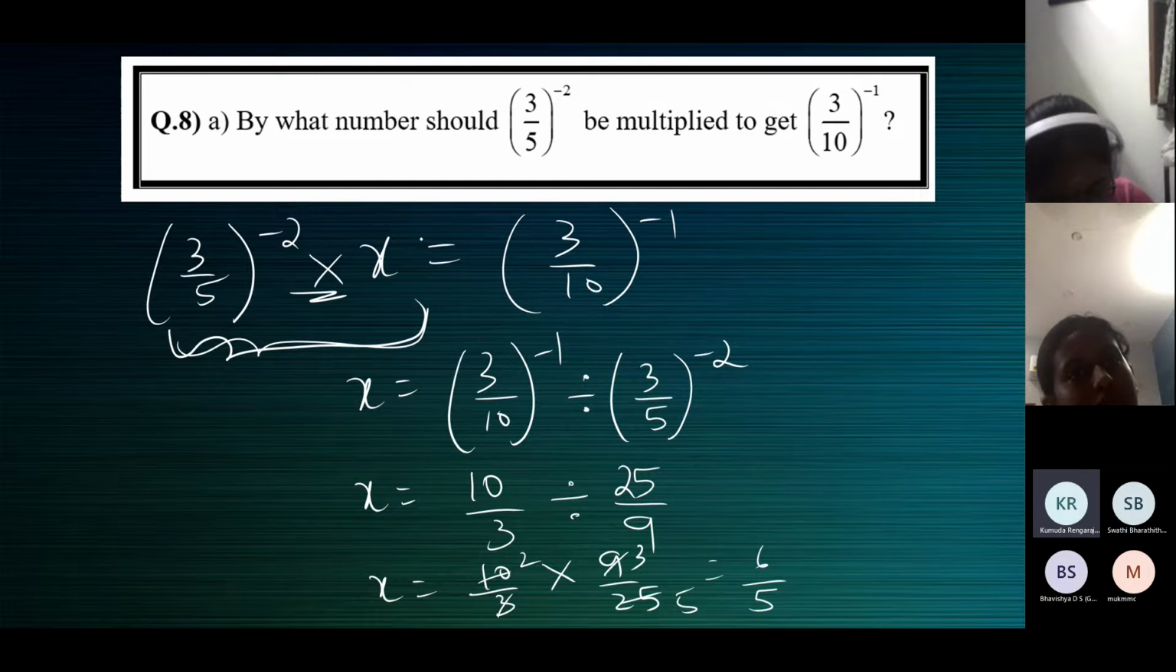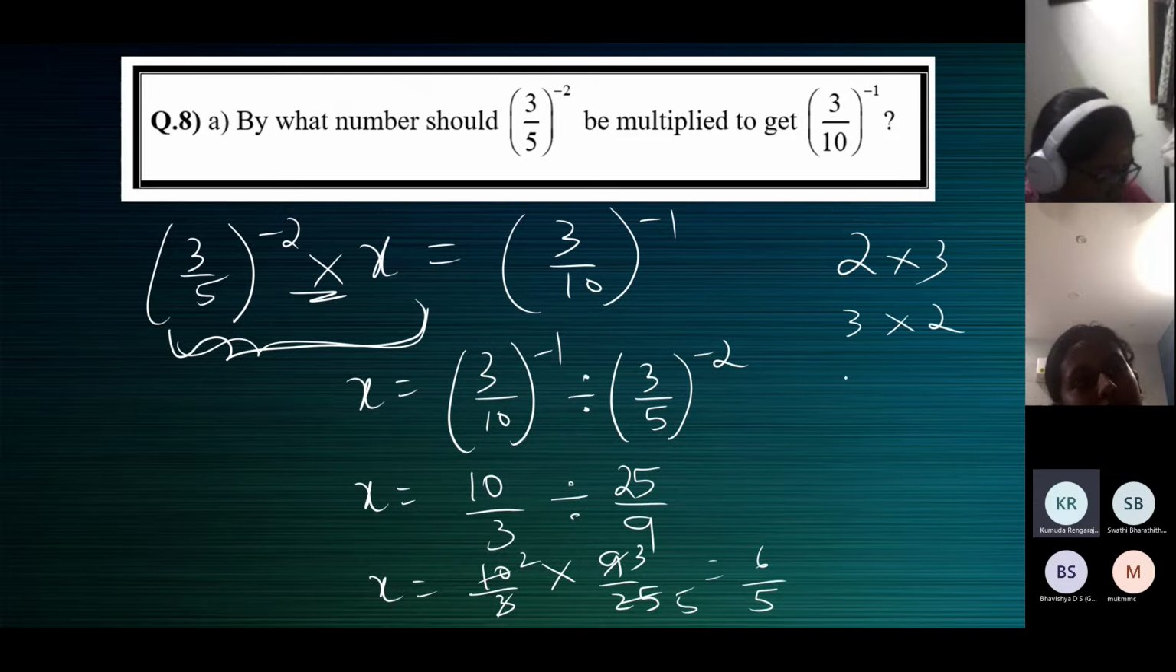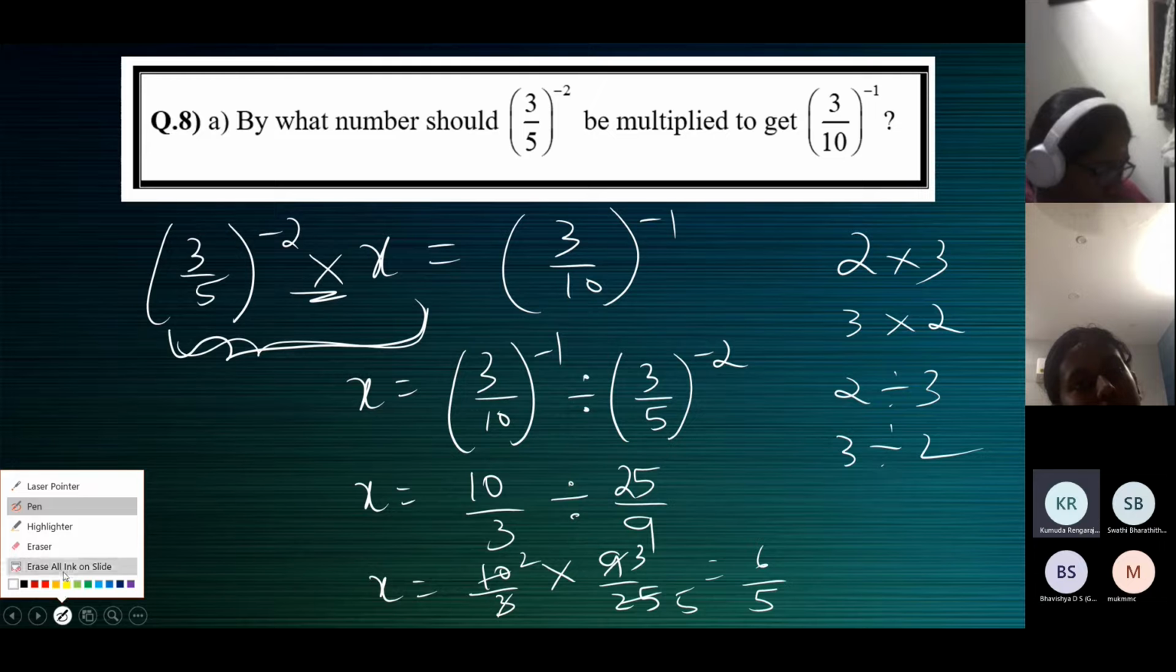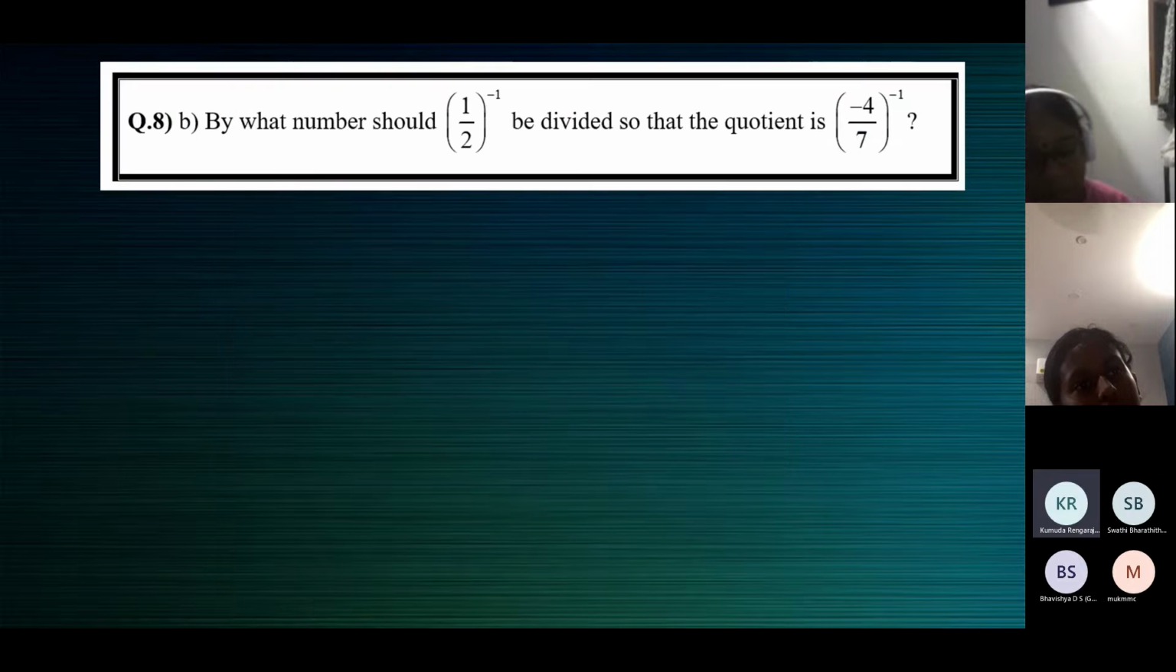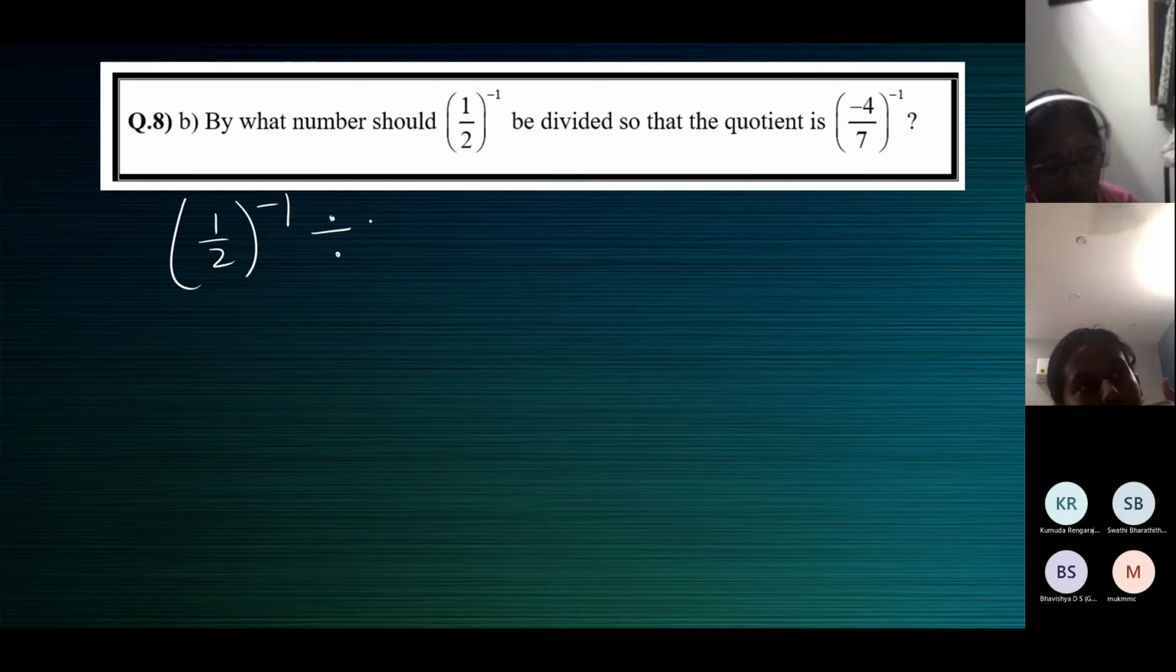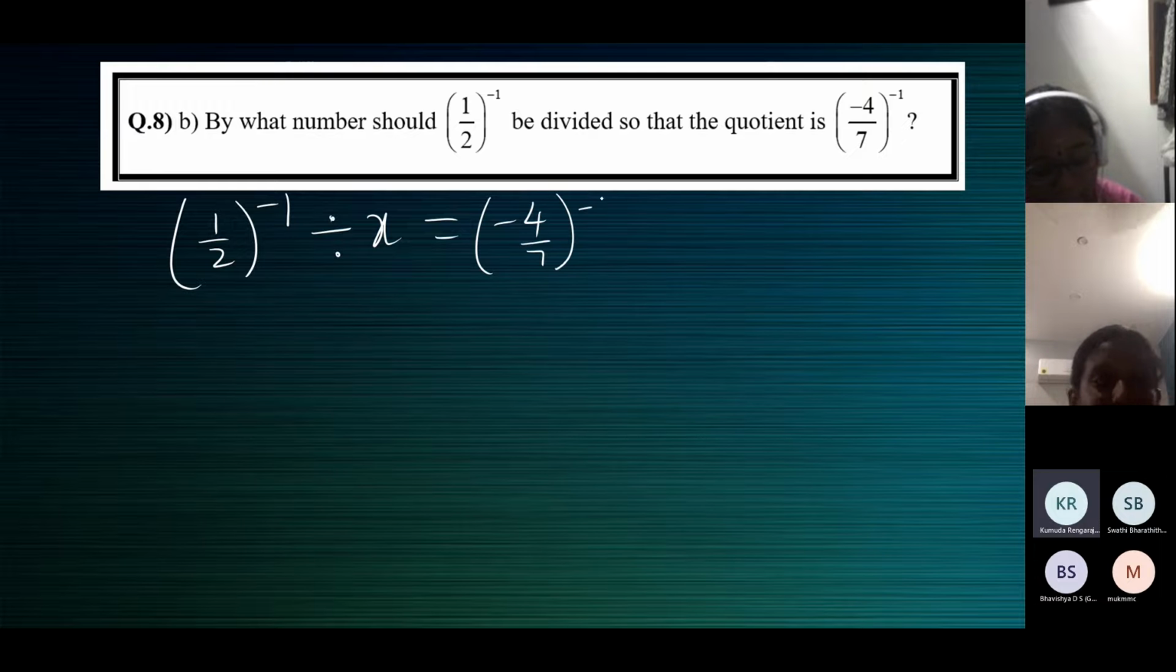When it is multiplication, anybody can be transposed because multiplication is commutative. 2 into 3, 3 into 2, both are the same. But 2 divided by 3 is not the same as 3 divided by 2. Remember this, and now we'll understand this one. When you transpose, you'll have to be careful. So we have (1/2)^-1 divided by x equals (-4/7)^-1.